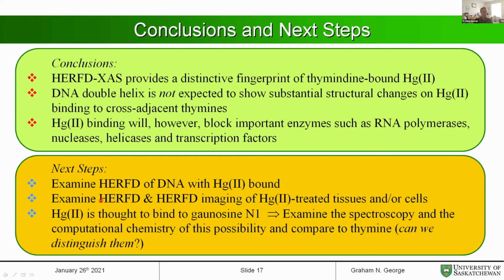We're going to examine HERFID and HERFID imaging of mercury-treated tissues and cells. Mercury 2 is thought to bind to guanosine, and we would like to follow up looking at guanosine. We expect the guanosine complexes to be distinct, but we haven't done that yet.